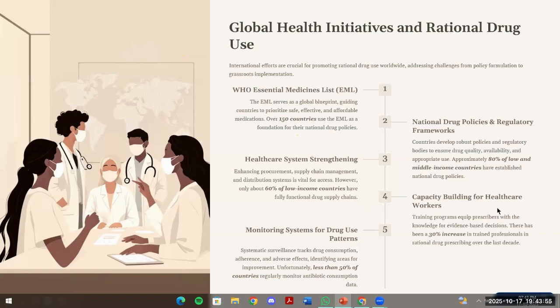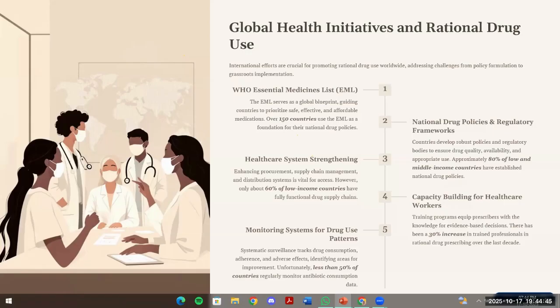By this, there will be capacity building among the healthcare workers, which equips prescribers with the knowledge of evidence-based decisions. There was a 60% increase in trained professionals in rational drug prescribing over the last decades. This is what is happening through the integration of healthcare workers with each other. By this, all these pitfalls can be corrected at the global level, and we can monitor the system for drug use patterns. That is surveillance, tracking consumption and adherence after counseling for the concerns of a patient, and then advising them about adverse events.